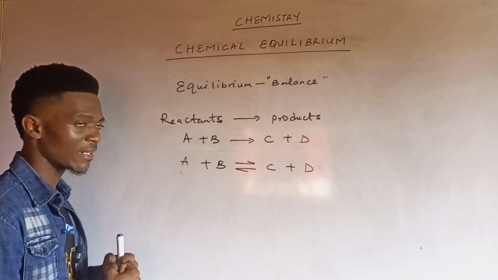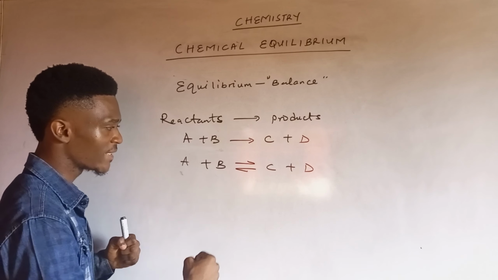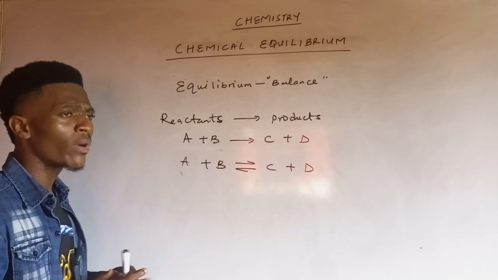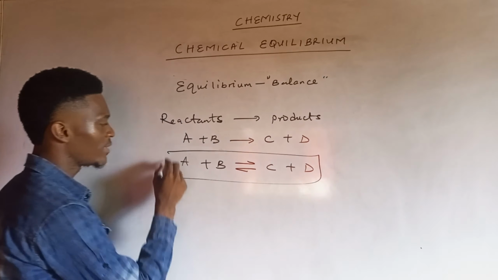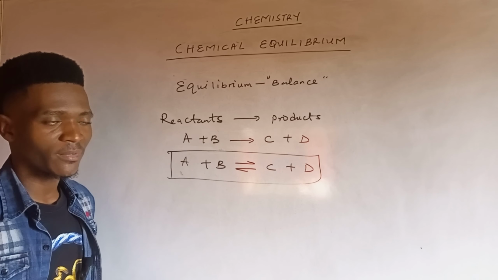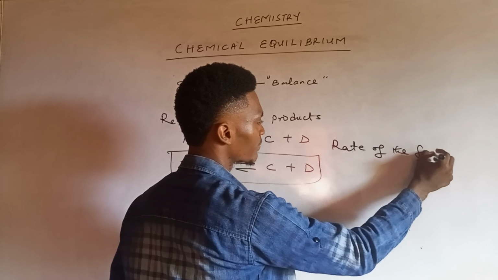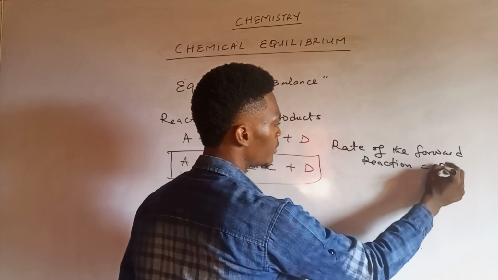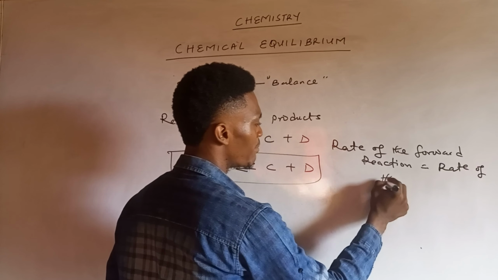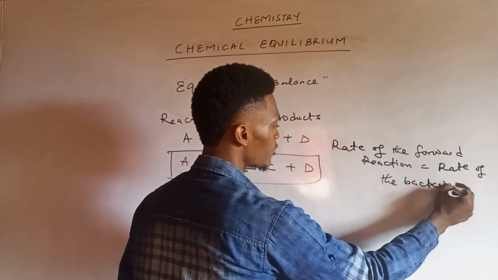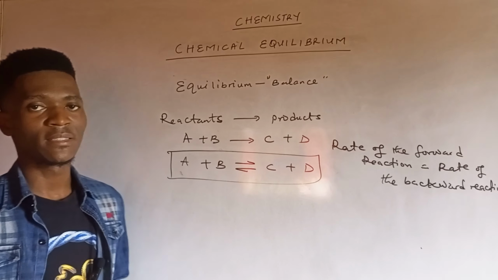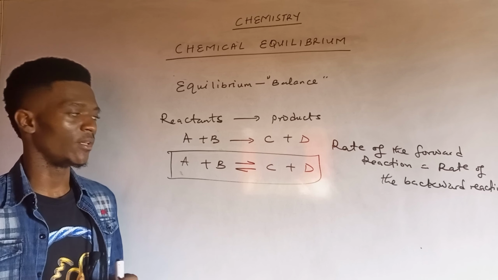And when they attain balance, what happens? You will see that indeed the forward reaction rate and the backward reaction rate are the same. So when you say that a chemical reaction is at equilibrium, it is when the rate of the forward reaction is equal to the rate of the backward reaction. So when the rate of the forward reaction is equal to the rate of the backward reaction, then you can say that the system is at equilibrium. All right?